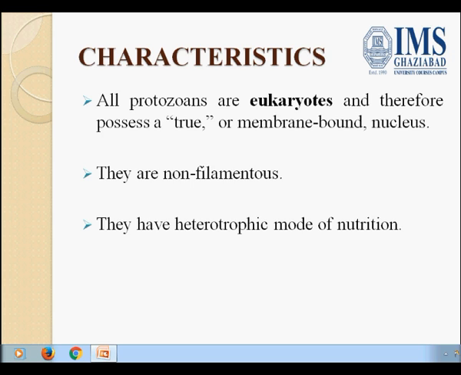Protozoans are basically eukaryotes and therefore they possess a true membrane bound nucleus, which is the most important characteristic of any eukaryote. They are non-filamentous, which means they don't have any types of filaments. Their mode of nutrition is heterotrophic, which means they depend on other animals and plants for their nutritive requirements.